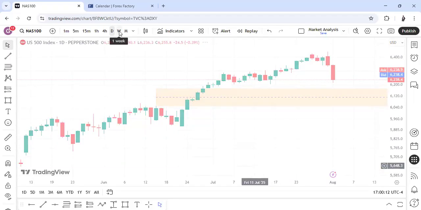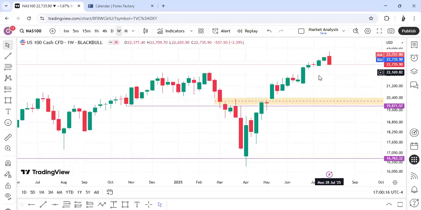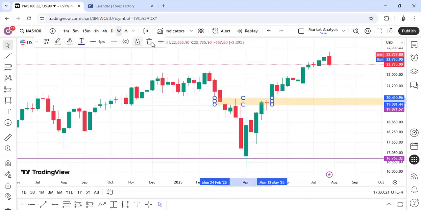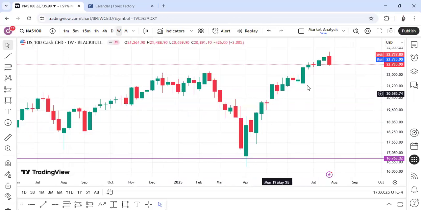US 100, NASDAQ 100, weekly time frame. I think it's pretty much the same thing. We have that over here as well. Let me take this. We don't need this as well. We don't need these lows. It's traded through the lows. So this is the next point of call.